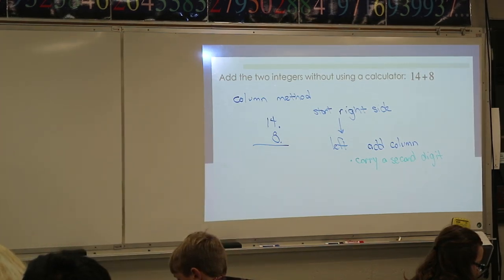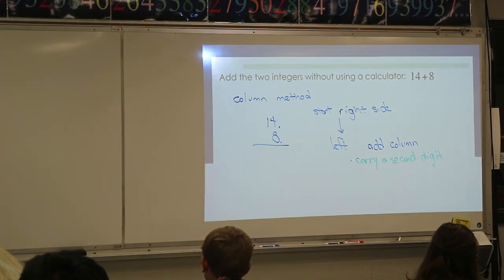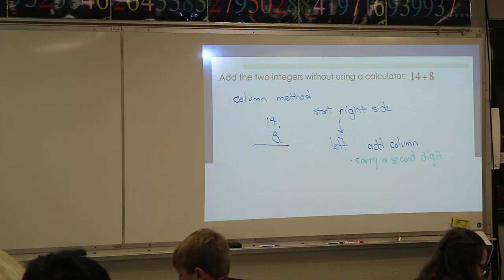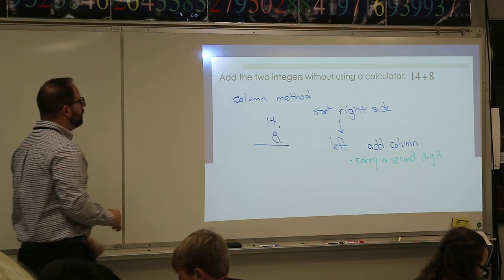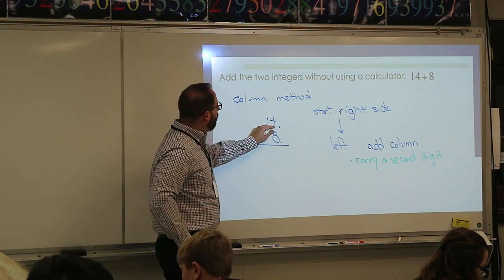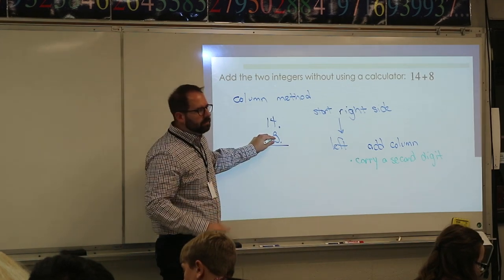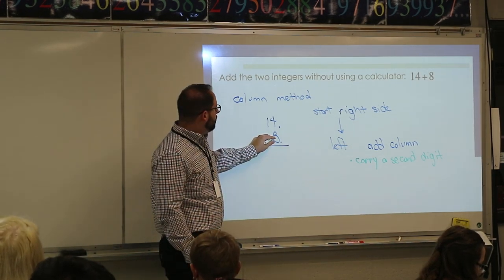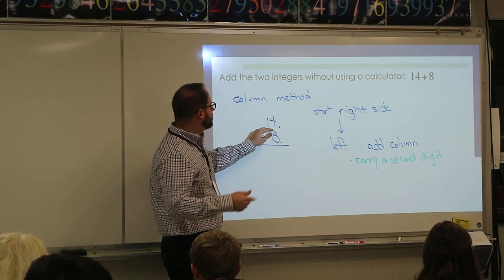Okay, so let's do this example. We'll carry it on to these next problems. I picked an easy problem just so you could see it. Most people probably did it in their head. But 4 and 8, when you add them together, what do you get? 12. Okay, you get 12. 4 and 8 makes 12, right?